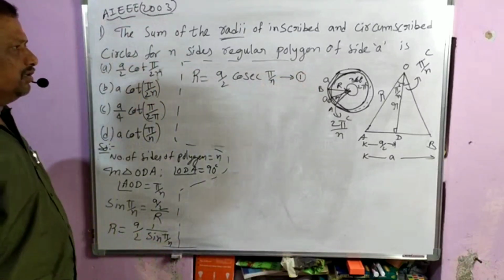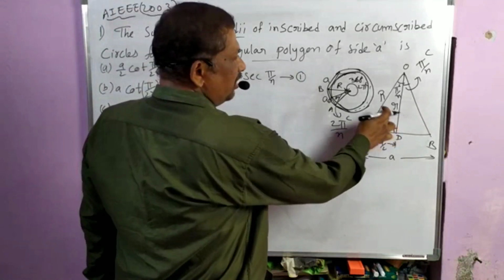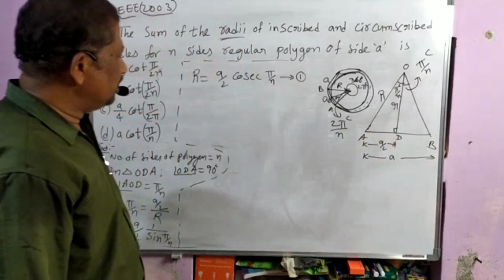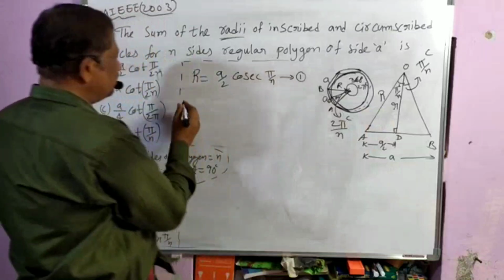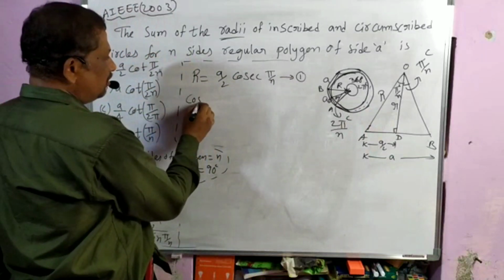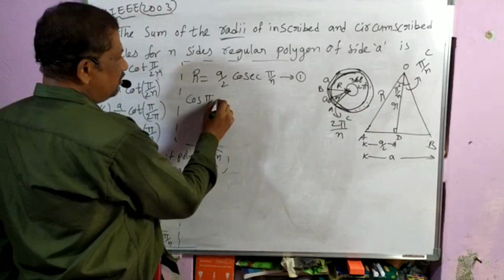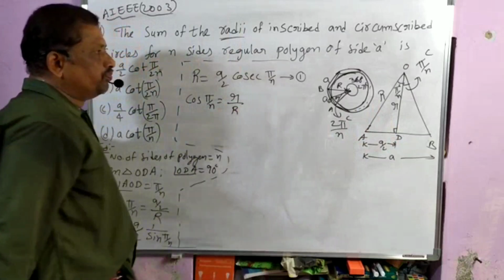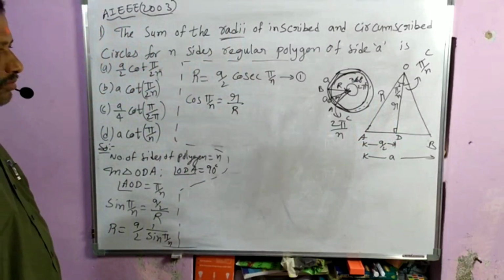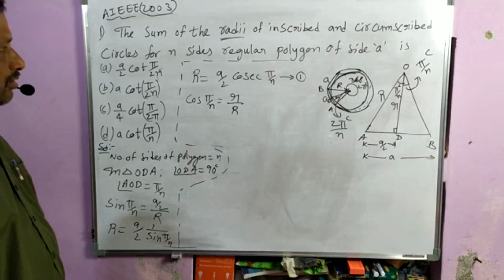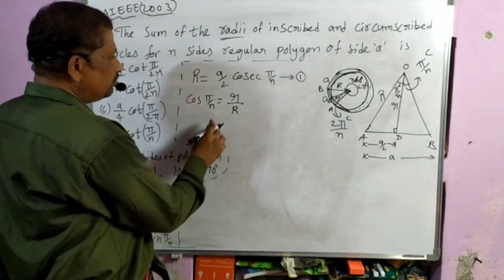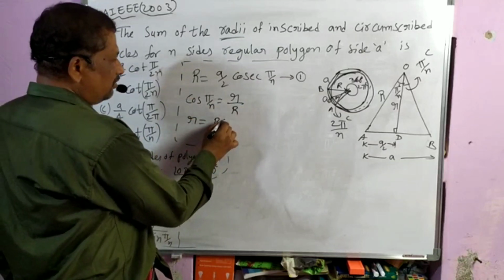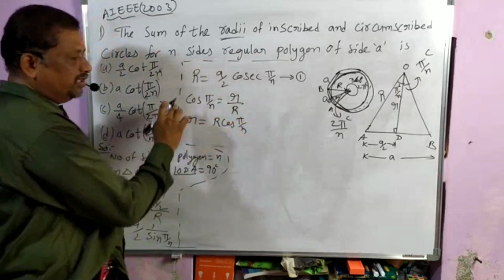Now next we take equation 2. Coming to this side, this side and this side, what relation do you get? The relation that we get is cos. So cos pi by n is the adjacent side by hypotenuse, which is small r by capital R. Now you have to write small r as the subject. So r equals R cos pi by n, cross multiplied.